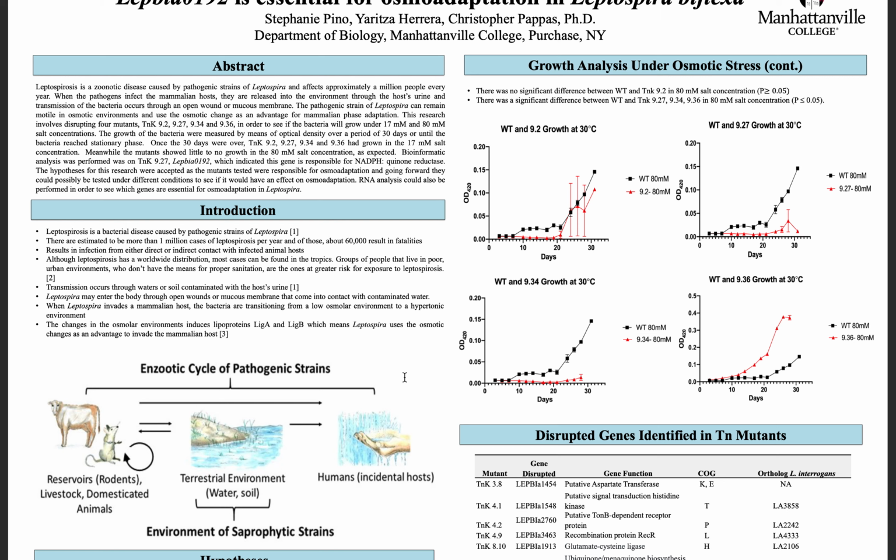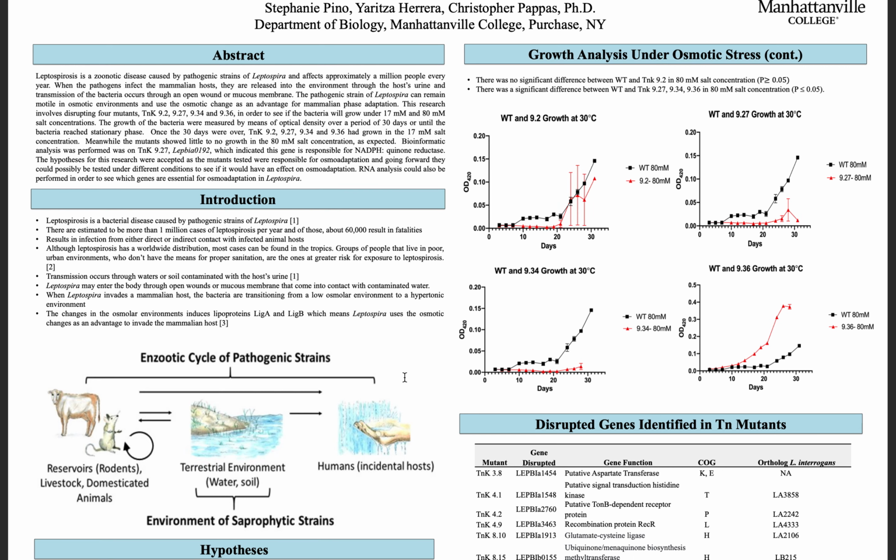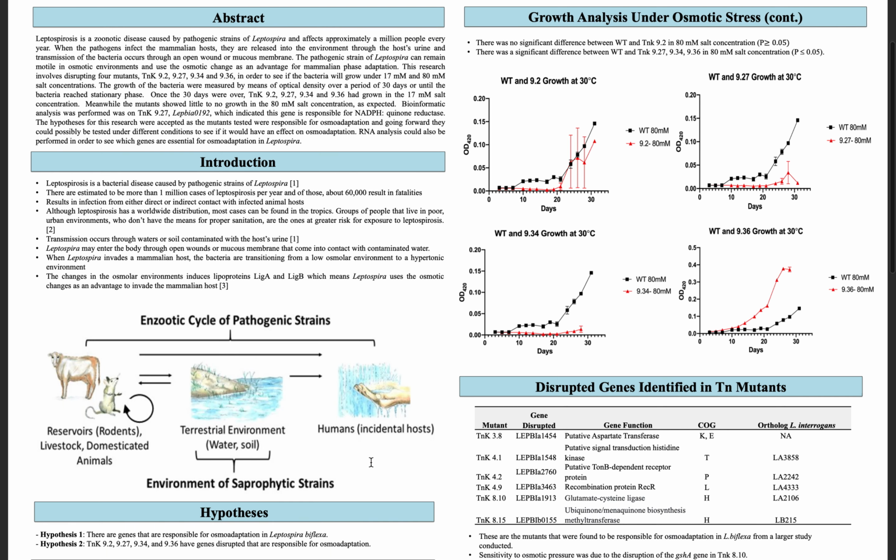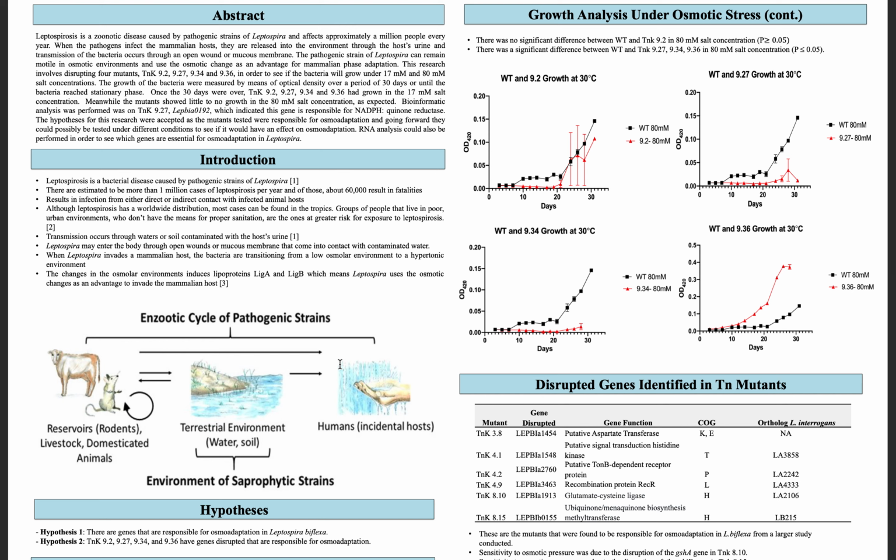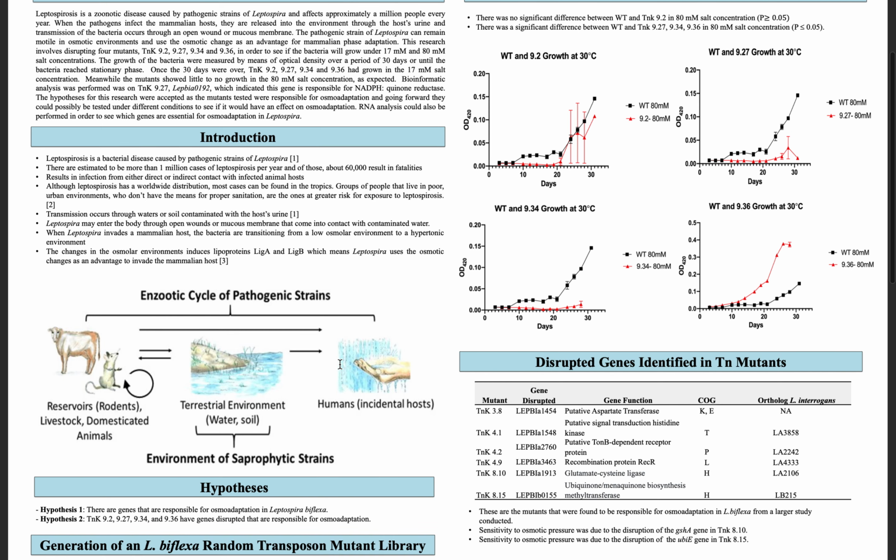rodents. They can be transferred to a water source or soil through the host's urine and either transferred back to another animal or potentially human beings. If transferred to a human being, it can cause diseases such as Weil's disease and may lead to death. There's an estimated 1 million infections worldwide and 60,000 are fatal.